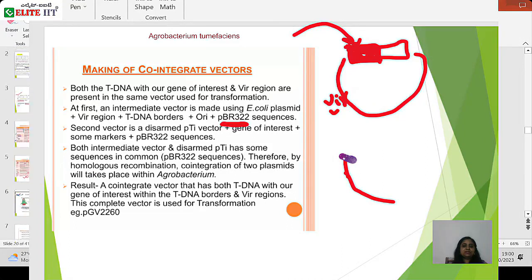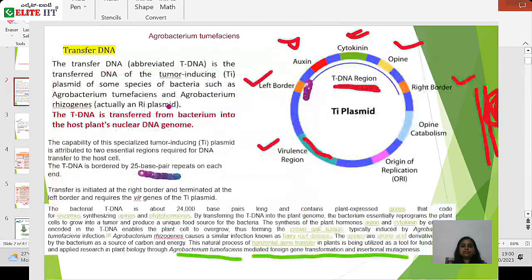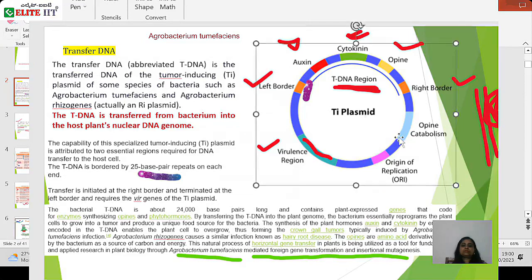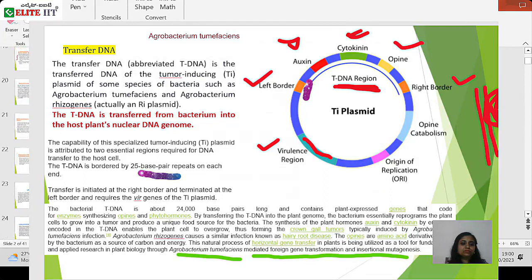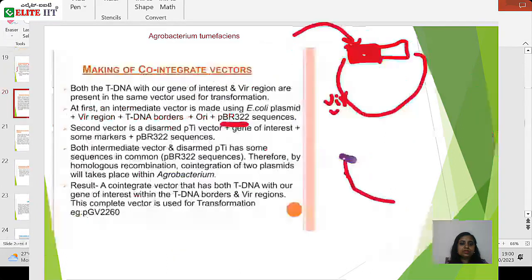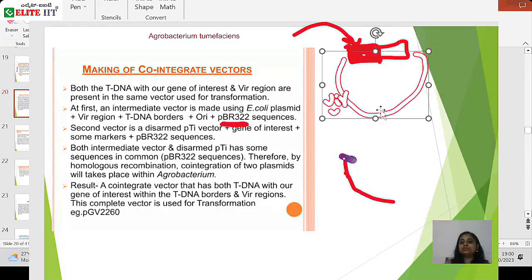Okay, just a minute. I'm showing it. First of all, I have to copy this one so that it will be easy to understand. Okay, now this is the actual structure.